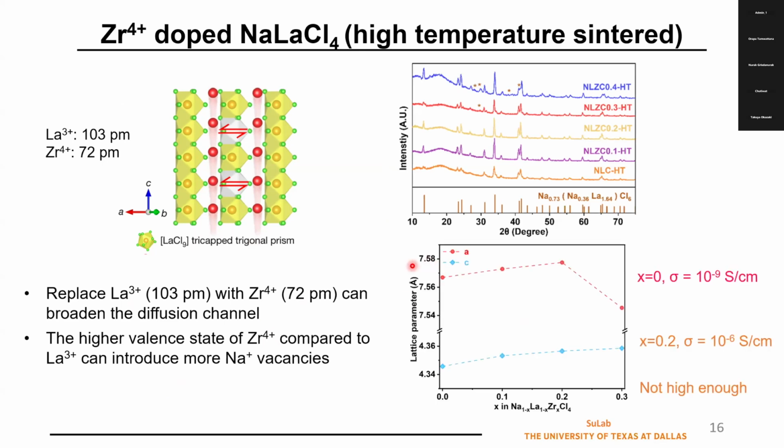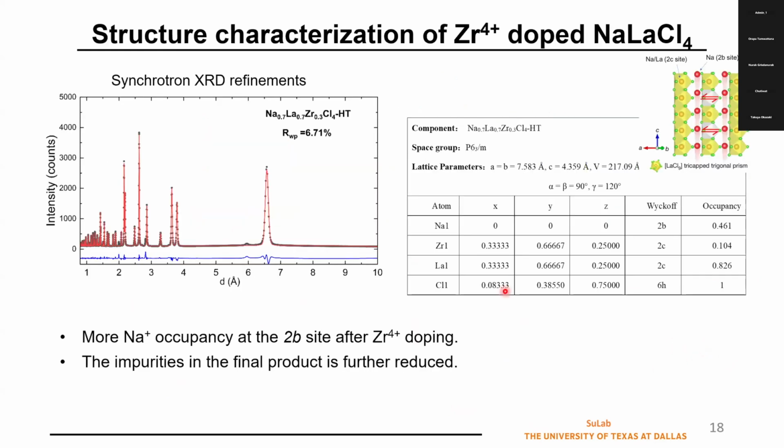By using this, we tried different amounts of zirconium doping from 0% to 30%. The ionic conductivity increased from 10 to the -9 to 10 to the -6 Siemens per centimeter. That's the highest we can achieve, but this is still not high enough for a solid-state battery. So we first go back to the synchrotron XRD to study the structure. We found that by using lithium zirconium doping, we can achieve the 2B site occupancy of 0.46, which is close to 0.5. So we kind of achieved the desired structure.